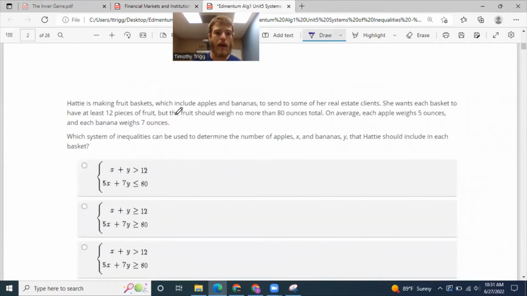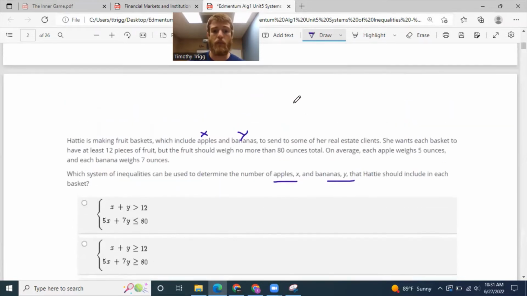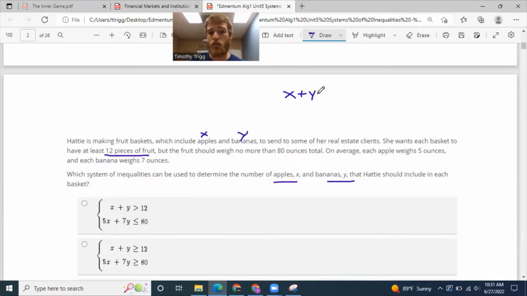Haiti is making fruit baskets, which include apples and bananas. The number of apples is X, bananas is Y, to send to some of her real estate clients. She wants each basket to have at least 12 pieces of fruit. So the number of apples plus the number of bananas needs to be greater than or equal to 12 pieces.